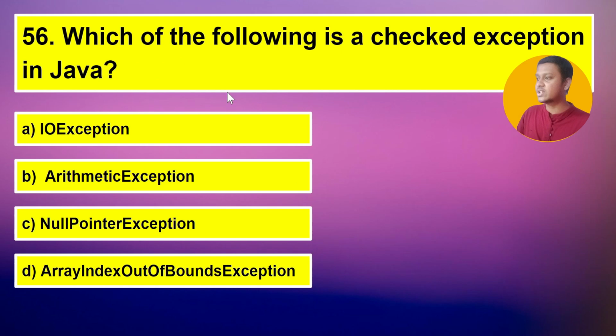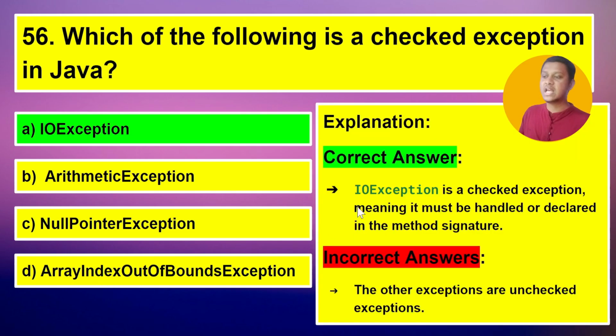So let's jump to our next question, which is, which of the following is a checked exception in Java? IO exception, arithmetic exception, null pointer exception, and array index out of bound exception. So here the correct answer will be IO exception. As you can see, IO exception is a checked exception, meaning it must be handled or declared in the method signature. Other exceptions are unchecked exceptions. So here the correct answer is IO exception.